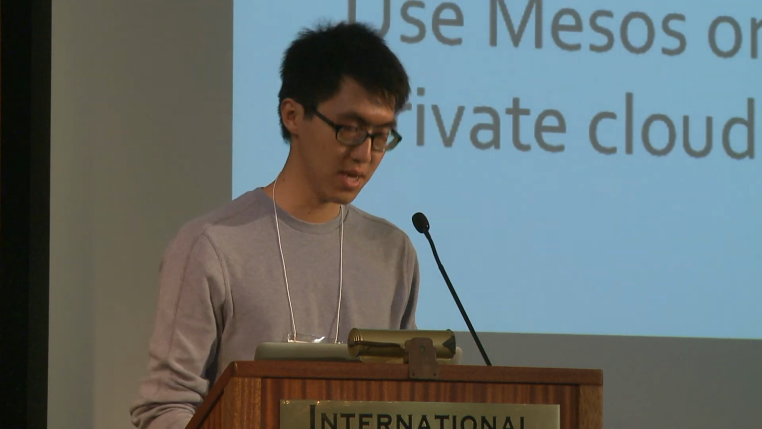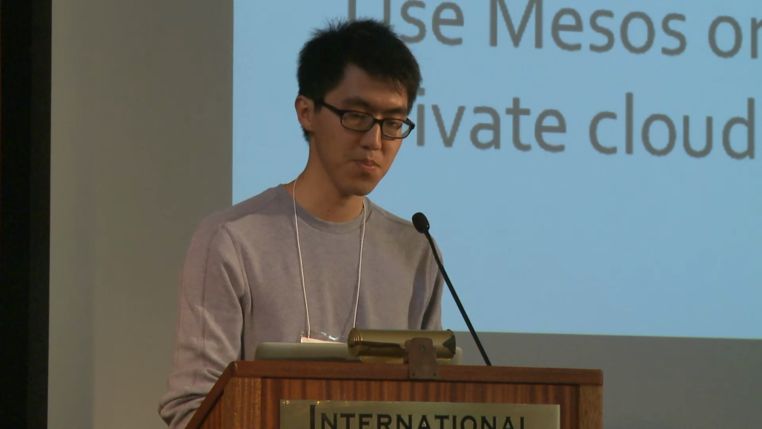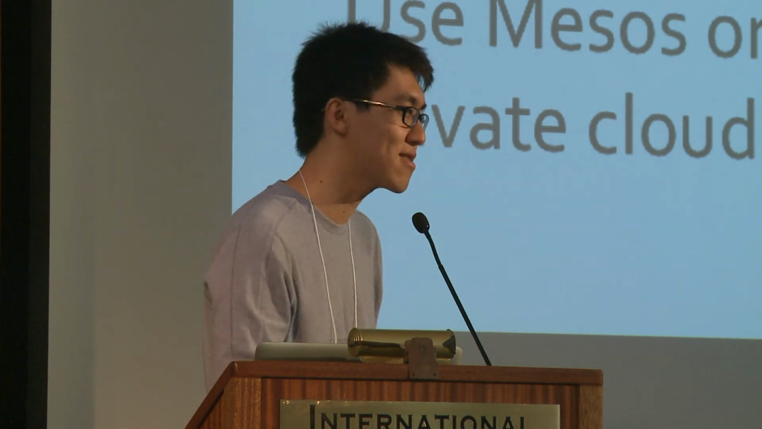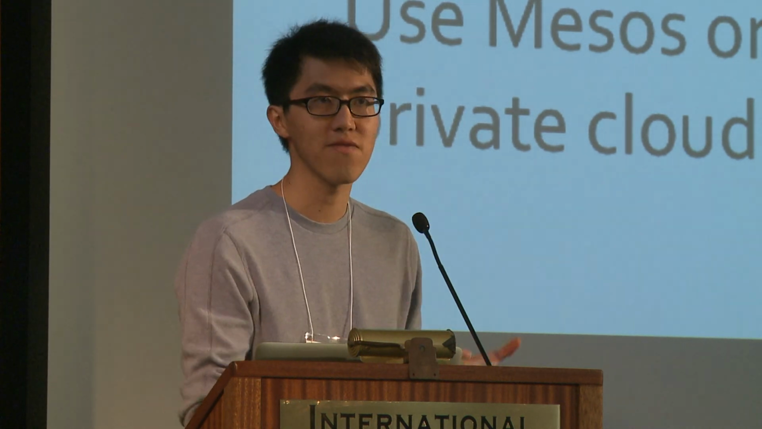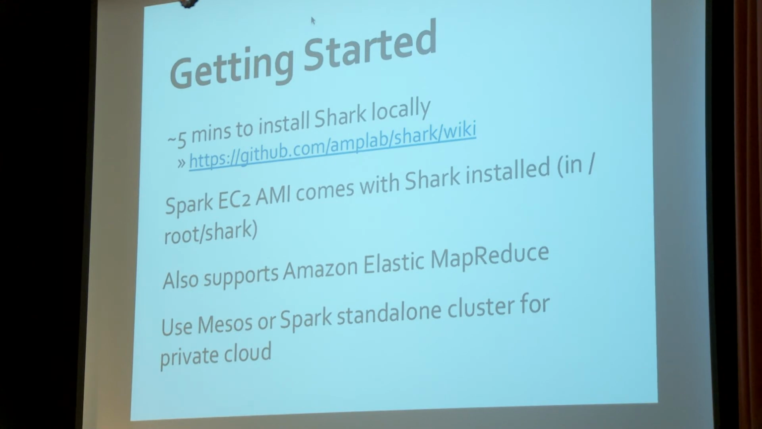And it's actually fairly easy to get Shark set up, or at least to get started. It takes only about 5 minutes to download it and put up a single node that you can play with. The Spark EC2 AMI comes with everything already installed, and the EMR scripts provided by Amazon also have Shark out of the box. For a private cloud deployment, you can use either Mesos or Spark standalone mode right now to deploy Shark.